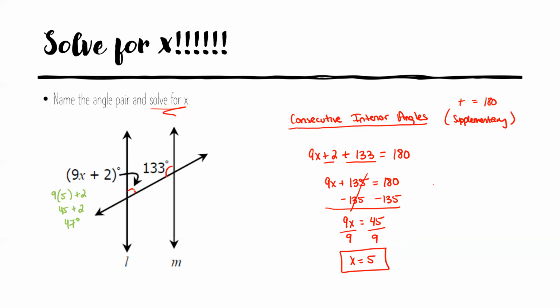Now I know that this one is 47 degrees. And I know that since they are consecutive interior angles, they are supplementary. That means that they should add up to 180 degrees. Well, let's check. If I add 47 degrees plus 133 degrees, that actually does give me 180 degrees. And so that's how I know my answer is correct.